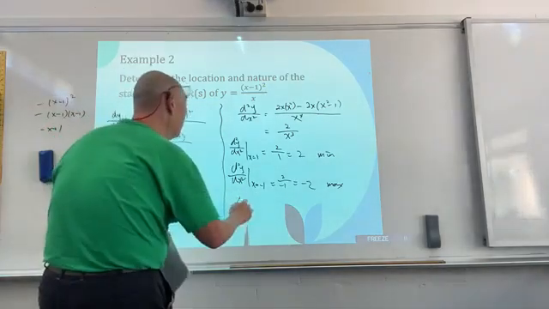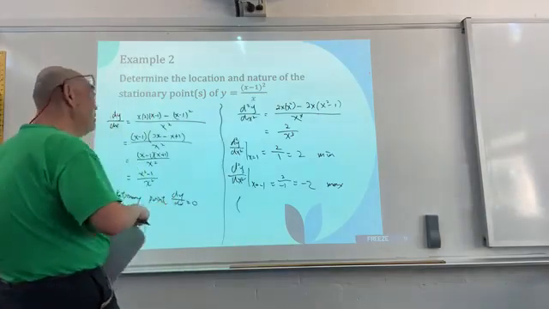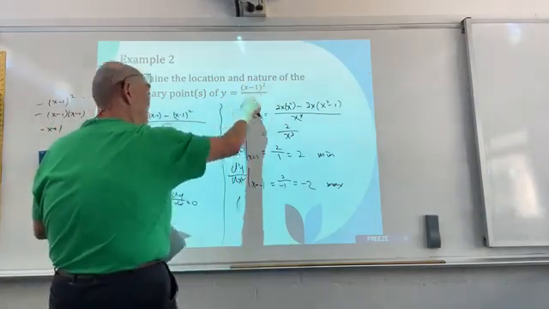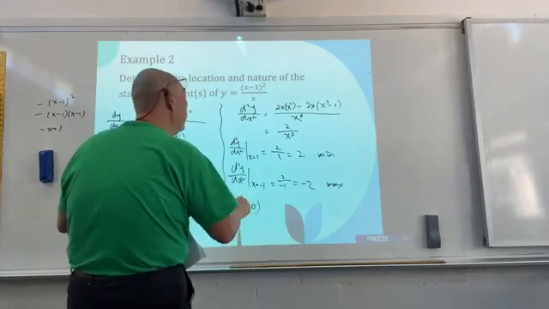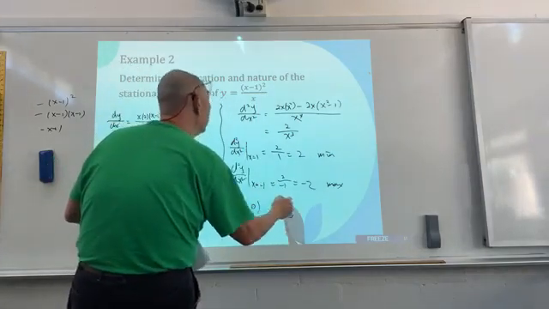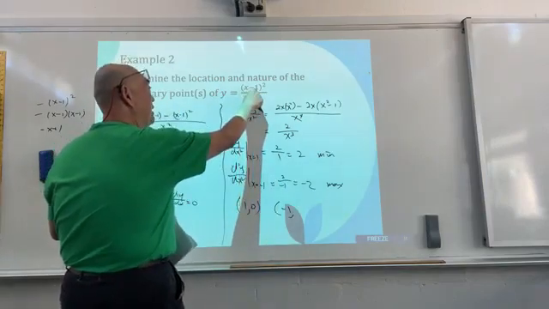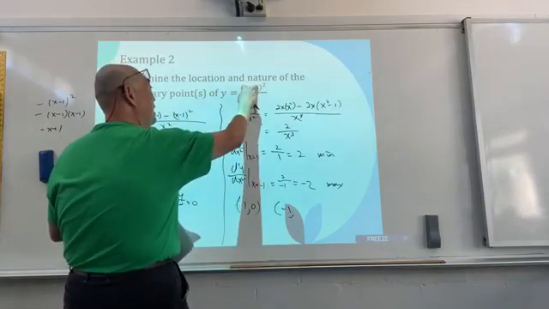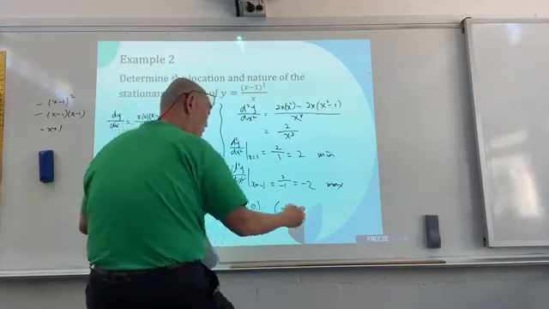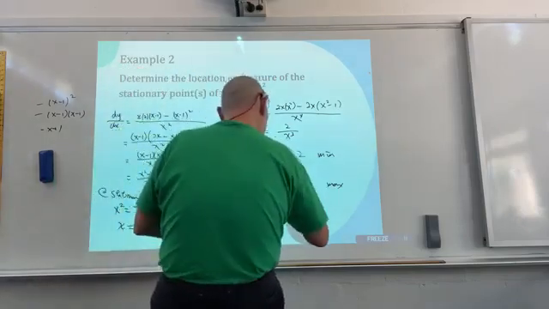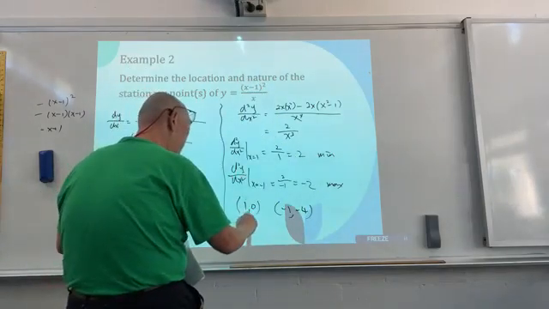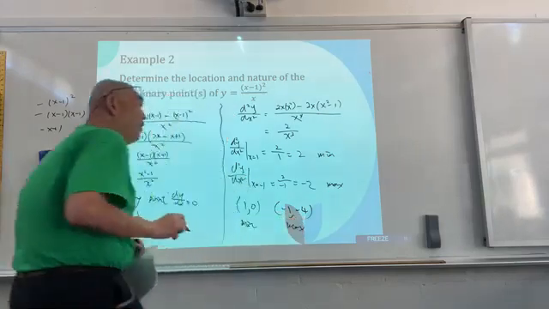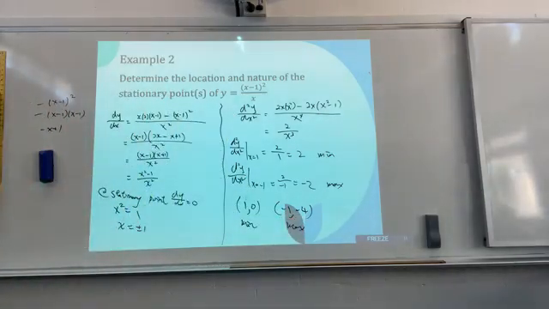So when x is 1, 1 minus 1 squared is 0. So x is 1, y is 0. And when x is minus 1, minus 1 minus 2 squared is 4. 4 divided by minus 1 is minus 4. So that point is the minimum, and that's the maximum. So for the location, you should always look out for the coordinates.